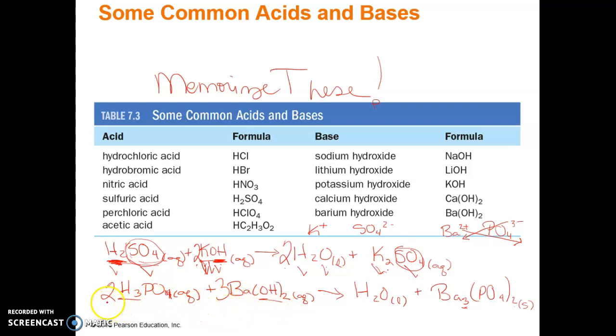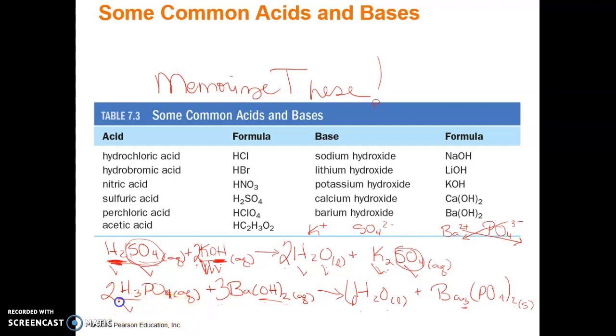So let's see where we're at. I have 6 hydrogens so far on the left, plus 6 more hydrogens. That's a total of 12 hydrogens. I only have 2 over here, so I'm going to add a 6. That gives me 12. I have 6 oxygens, okay, but here, look, I have 2 times 3, which is 6 oxygens. So this one balances.